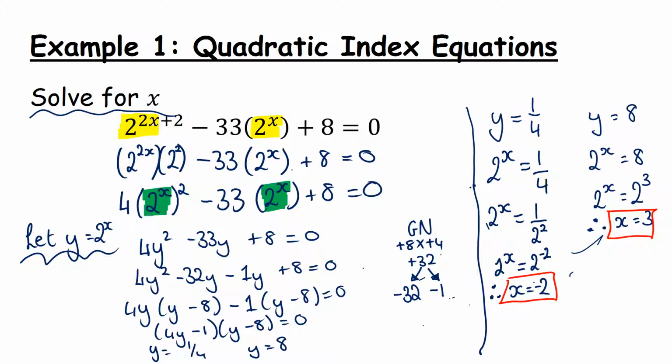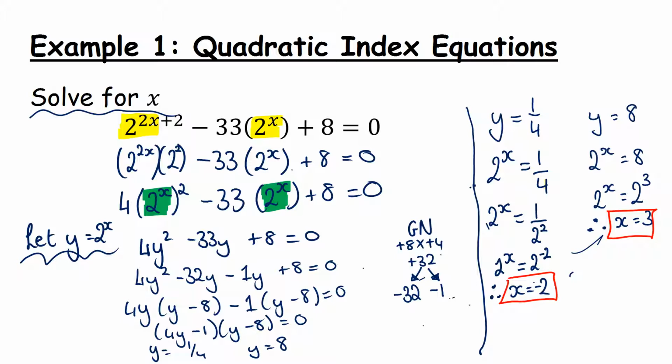Now at this point you might notice that we have a quadratic. We have 4 of this thing squared minus 33 of this thing plus 8. So once you notice this, to make our lives easier, we're going to let y equal 2 to the power of x, the thing that I've highlighted in green. So that becomes 4y squared minus 33y plus 8 equals 0, and hopefully now you can really clearly see how it's quadratic.